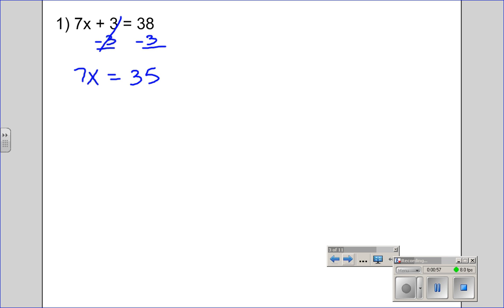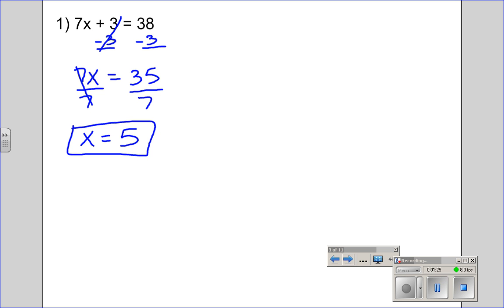Last, x is being multiplied by 7. Opposite would be divide by 7. So we divide both sides of our equation by 7. 7 divided by 7 is 1. We're going to cross those out. That gives us 1x, or just x. 35 divided by 7 is 5. Once we get x by itself, that's our solution.